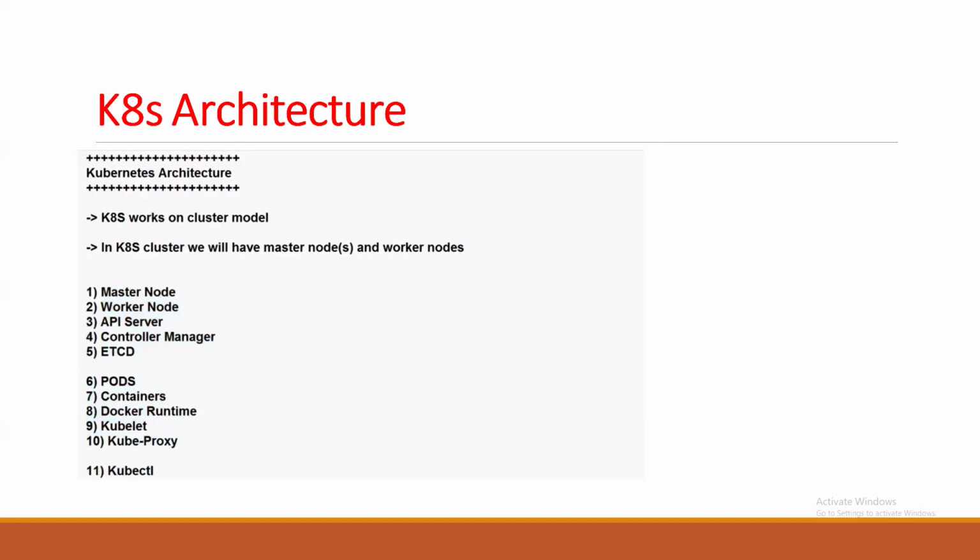The Kubernetes architecture components are: master node, worker node, API server, controller manager, etcd, pods, containers, Docker runtime, kubelet, kube proxy, and kubectl.